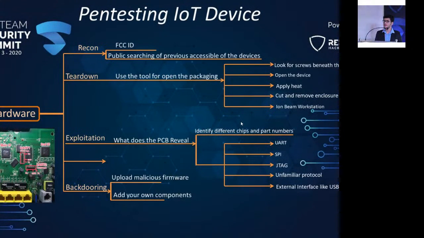So when we talk about the hardware, the question is how we can exploit the hardware layer of the particular IoT device. If I want to exploit the hardware layer of my IoT device, the first step is reconnaissance. For this I have to know the full idea about my device. Usually on the hardware we get to know the FCC ID. It's usually mentioned on the device.